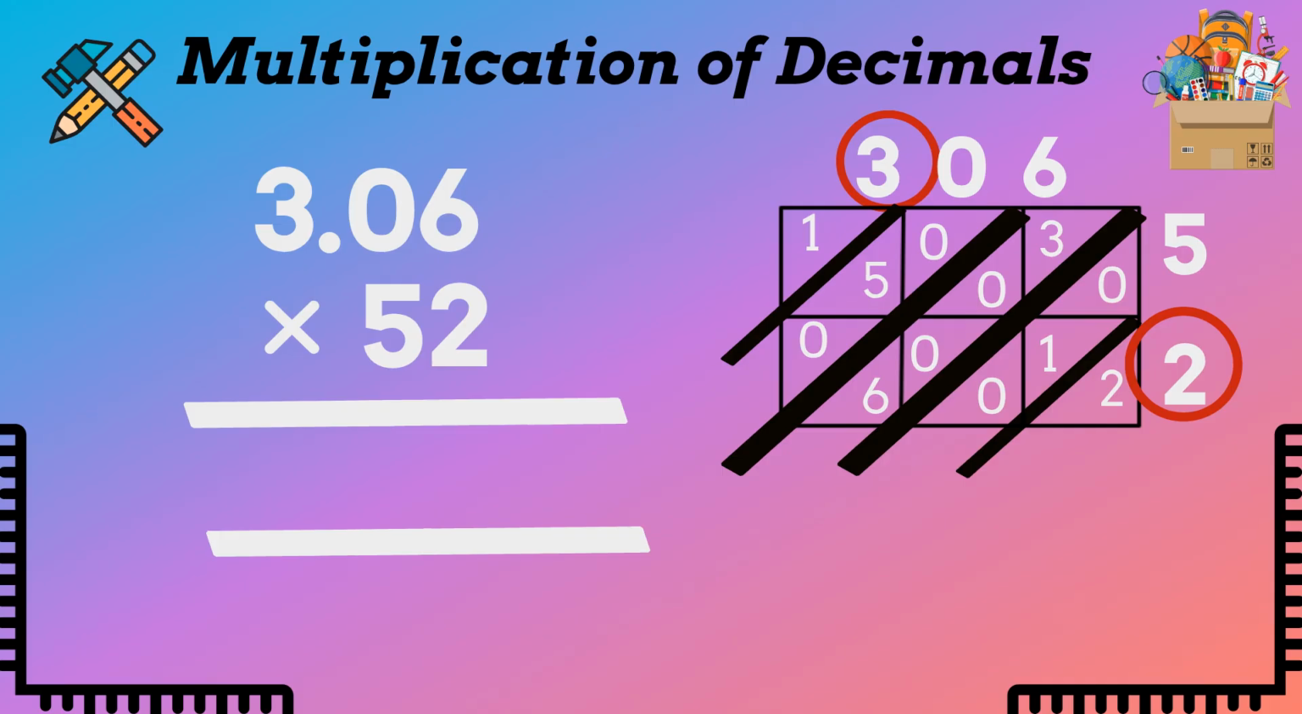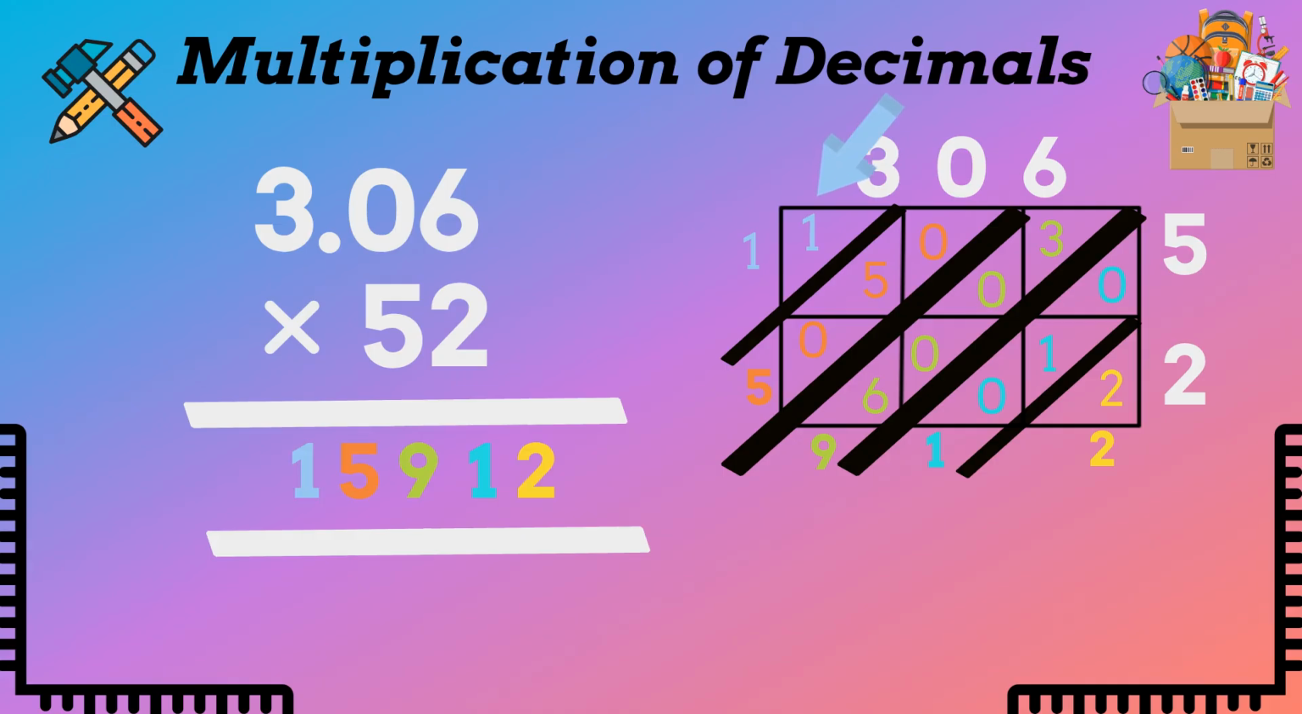Again, we are going to add our numbers in the slanted direction. So we have 2. 0 plus 1 plus 0 is 1. 6 plus 0 plus 0 plus 3 will give us 9. 0 plus 5 plus 0 is 5. And 1. Our answer is 15,912.